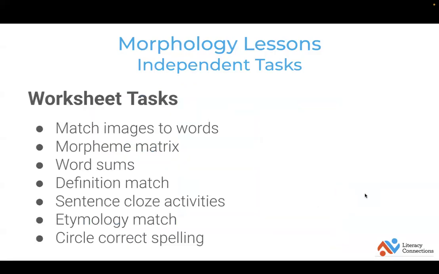And then once we've done our reading, spelling, and meaning all together in the lesson, then we move to independent tasks, which can be done back at tables and desks. So there is a worksheet task for every morpheme, and some of the tasks in that worksheet are matching images to words, a morpheme matrix, particularly when we're looking at bases, word sums, match the definition, sentence cloze activities, an etymology match, or circle the correct spelling.